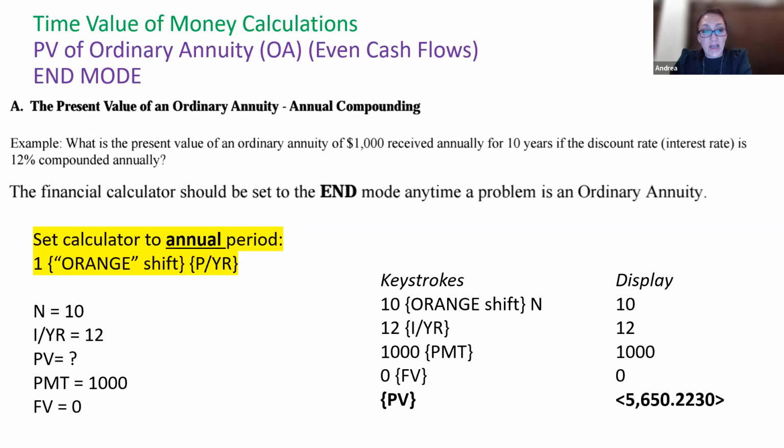All right, the $1,000. You're getting $1,000, so we're going to put that in as a positive number. That's your payment. And we are solving for present value. And you should get, it's going to display as a negative 5,650.22 cents. I can't see the whole thing because I've got, you see some of your faces. Okay, did everyone get that?